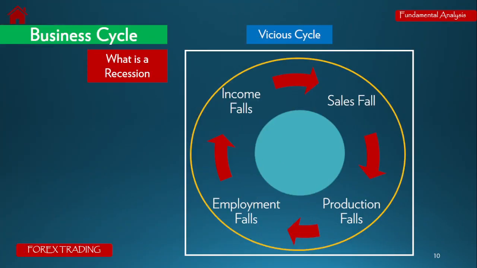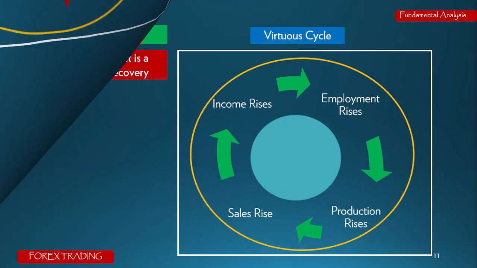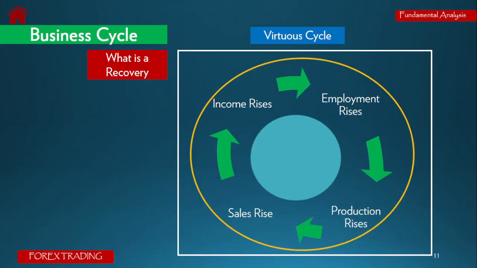So, to understand from a different perspective, what is a recession? It is also called a vicious cycle, when economies go into a spiral phase where everything goes negative: sales fall, production falls, employment falls, and income falls, and it keeps going on and on. On the other hand, what is a recovery? We call it a virtuous cycle where everything we experience is on the positive side: employment rises, production rises, sales rise, and also income rises, and it keeps going on in cycles. Which is kind of a positive.